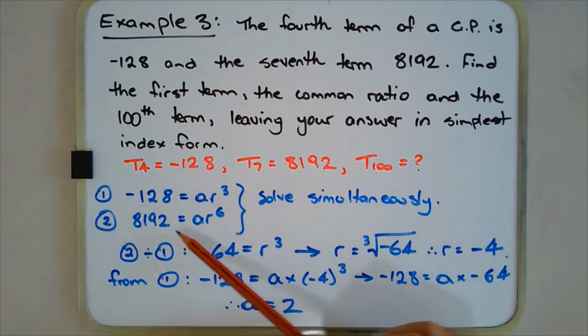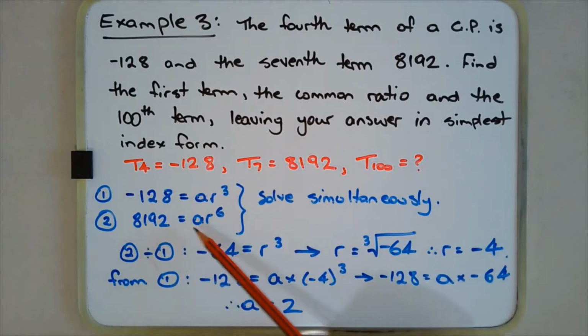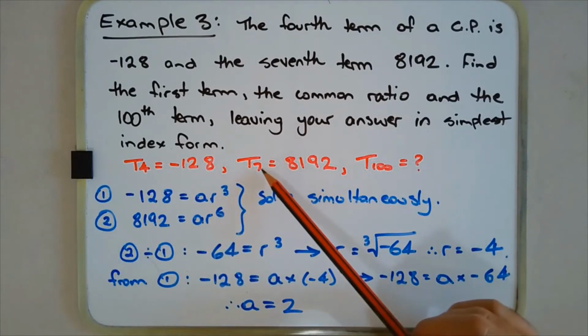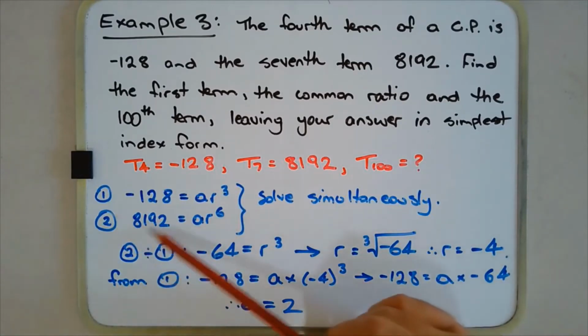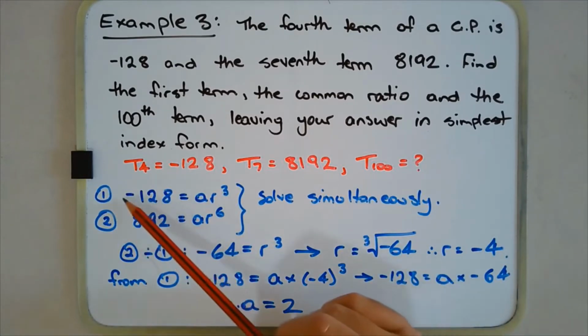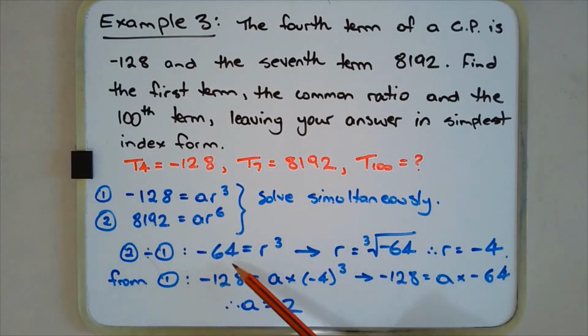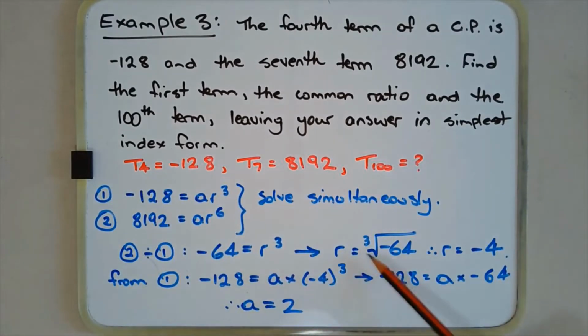The second equation we can form is based around T7. 8,192 is equal to AR to the power of 6, of course, because it's 7 minus 1, n minus 1 equals 6. Now we can solve this simultaneously. We do that by taking equation 2 and dividing it by equation 1. So 8,192 divided by negative 128 is negative 64. And AR to the power of 6 divided by AR to the power of 3 is equal to R cubed. And then taking the cube root of both sides, we have R is equal to the cube root of negative 64, and therefore R is equal to negative 4.